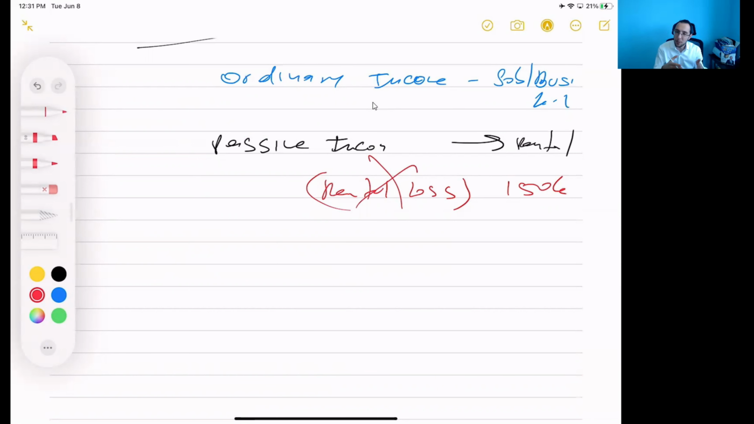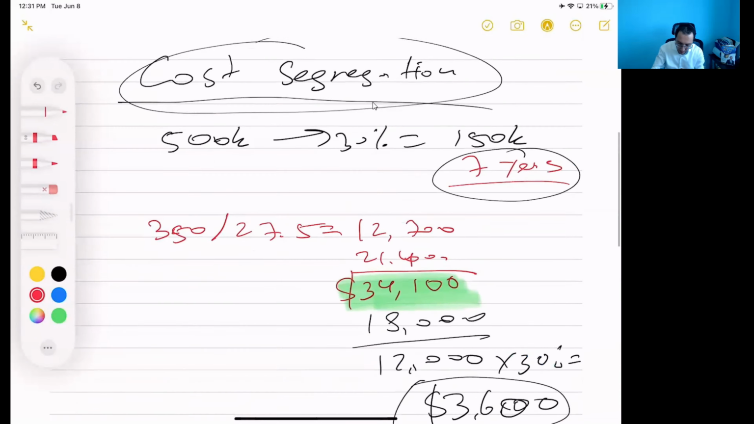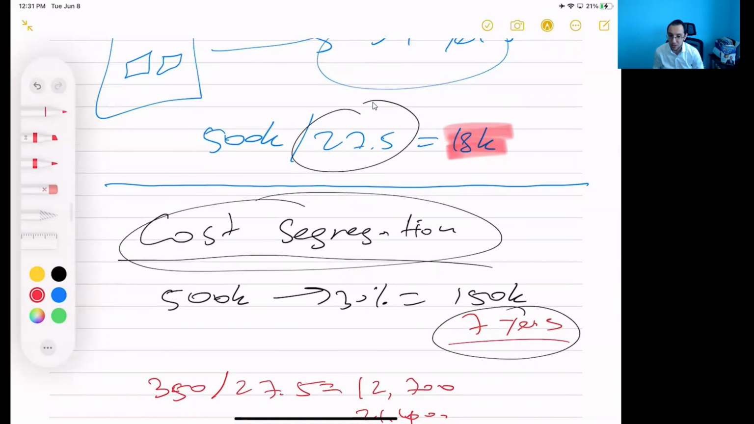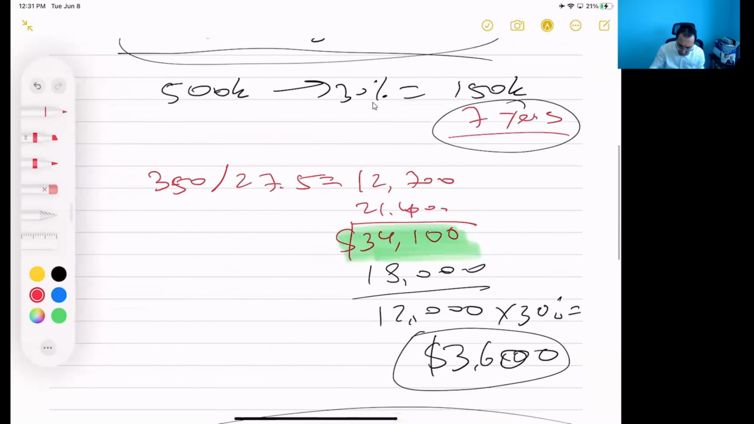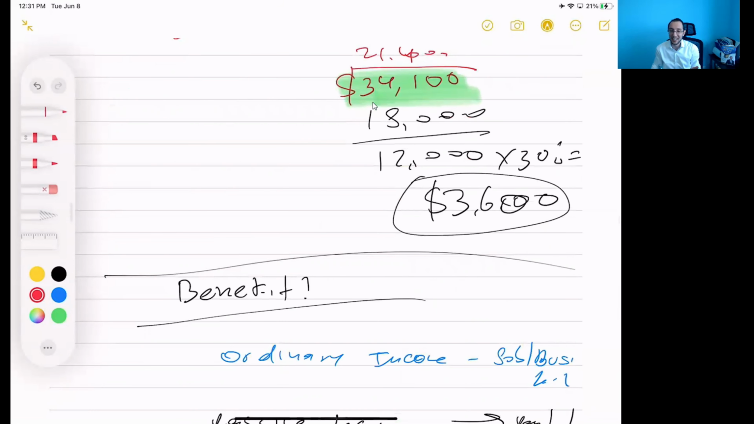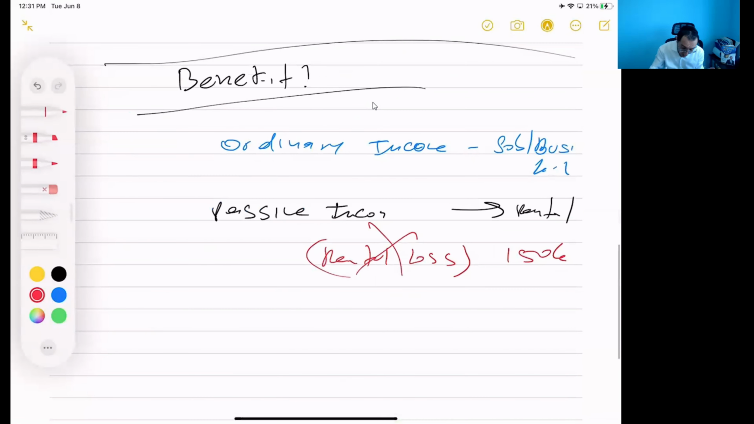So if your property is at a loss with a regular depreciation, then it does not make sense for you to do a cost segregation. Now you might be thinking, oh wow, so what's the point of me even having my rental property? Well, that's where tax strategy and planning come in.